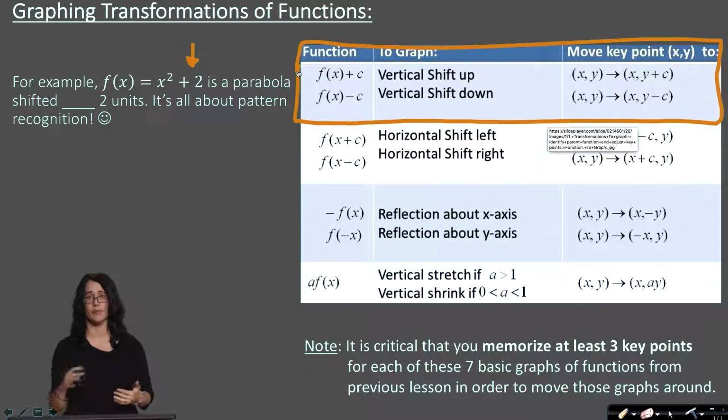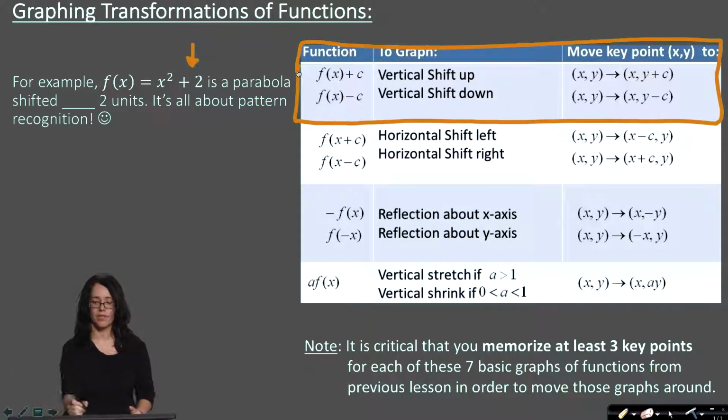The reason is, I won't give you the reason for all of them, but the reason is you're adding 2 units to all of your outputs, right? So if you input a 1 and you squared it, you get 1. Rather than that being your output, you've now added 2 to it. So now your y value instead of a 1 is a 3.